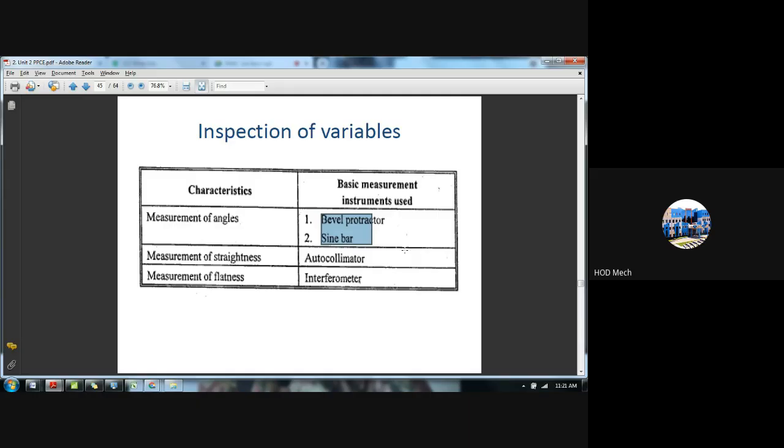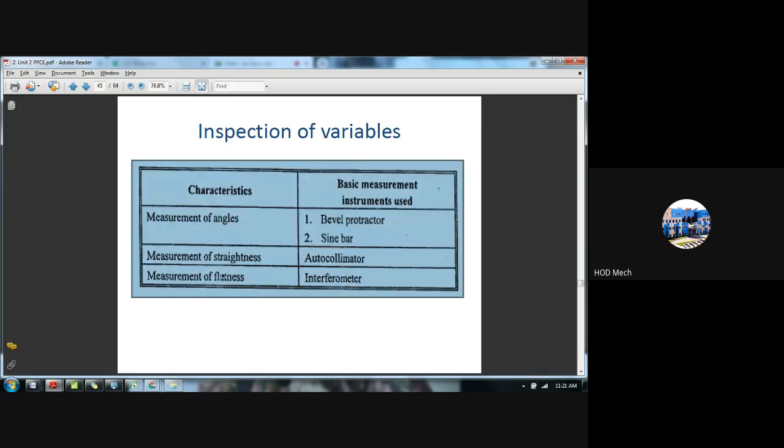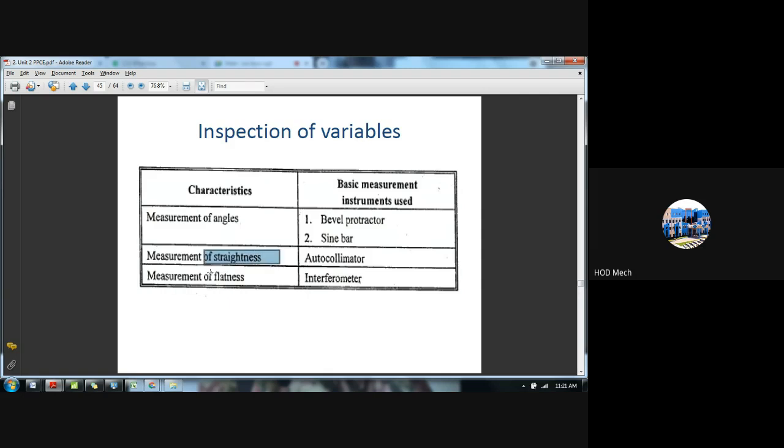Please do that, because I know that out of 51, fewer than 10 people will know what an autocollimator is. The rest of you will not have an answer. So please do that, guys. Measurement of straightness is done by the autocollimator. Measurement of flatness is different, because straightness and flatness are different. Flatness is measured by an interferometer. As an engineer you should know these terms.